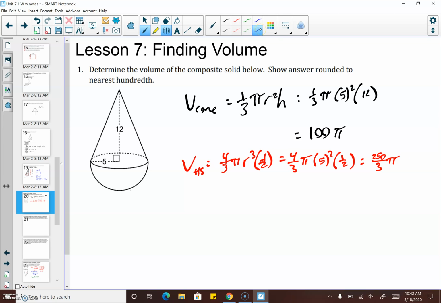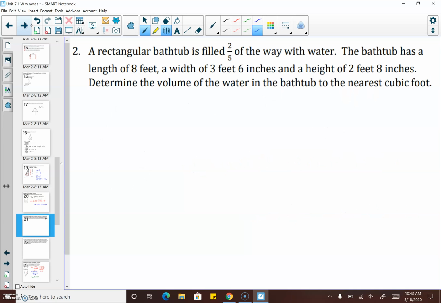So when I take those two numbers, 100 pi plus 250 over 3 pi, and again, they're going to be rounded to the nearest hundredth, that gives me 575.96 units cubed. All right. So again, I just left my answers in terms of pi to make everything easier, and then went ahead and solved by adding them together at the end.